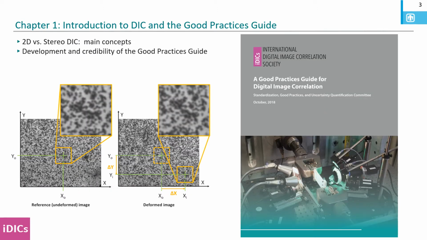In the first chapter of this course, we will introduce digital image correlation and go over some of the main concepts at a very high level for both 2D and stereo DIC. Then we'll discuss the development of the Good Practices Guide, and this is really to show you the credibility of the guide and thus the credibility for this course.